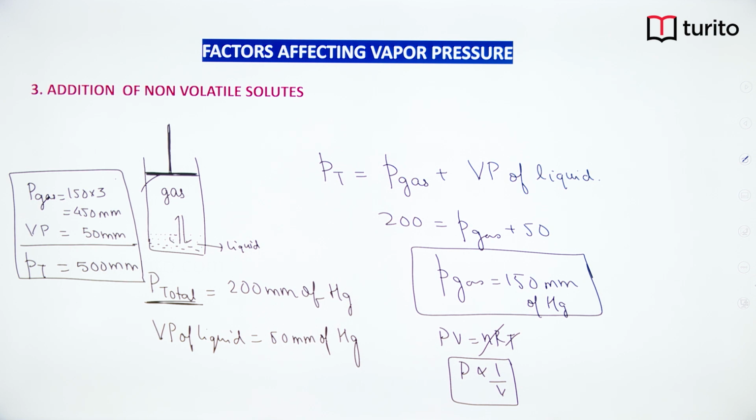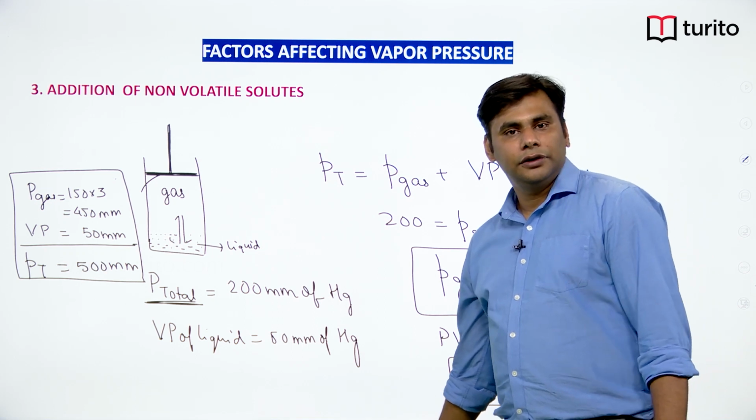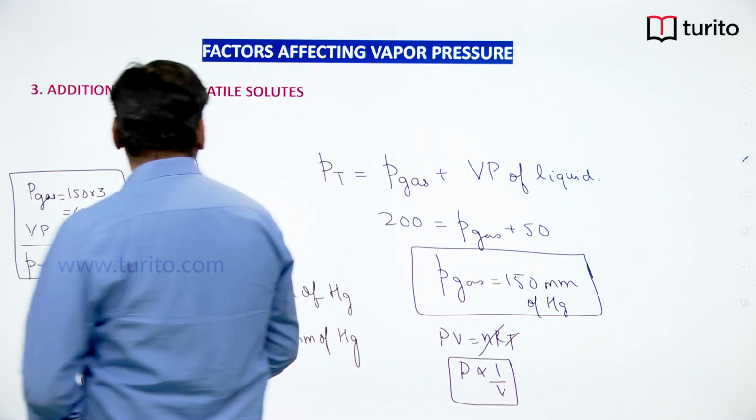When we press the piston downwards and compress the system to 1/3 of its original volume, we know that the vapor pressure won't change. The pressure of the ideal gas would increase 3 times and become 450 from 150, and the vapor pressure would remain the same. So the total pressure in this case would be 500 mm of Hg. I hope this is clear to everyone.